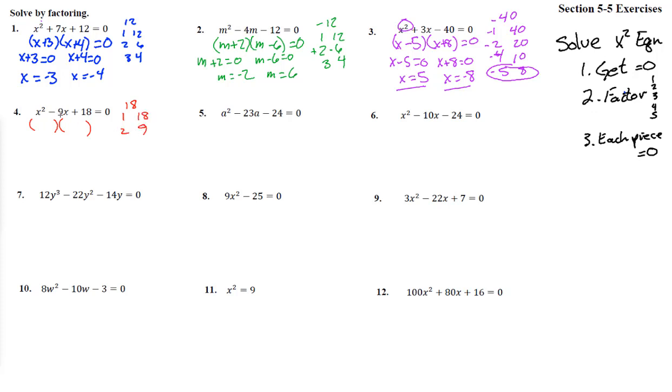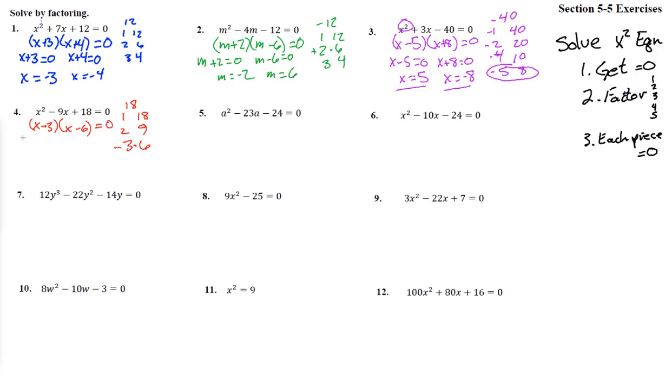Oh, no, we're trying to add to 9. There's a 9. 3 and 6. Those add to 9, but it's negative, so it would have to be a negative 3 and a negative 6. Do those multiply to a positive 18 and add to negative 9? Yes. So (x minus 3)(x minus 6) equals 0.